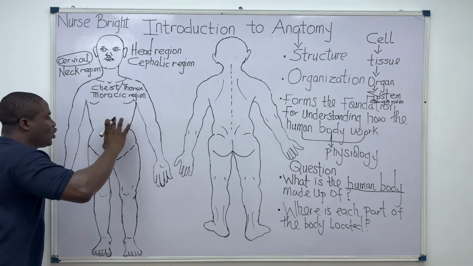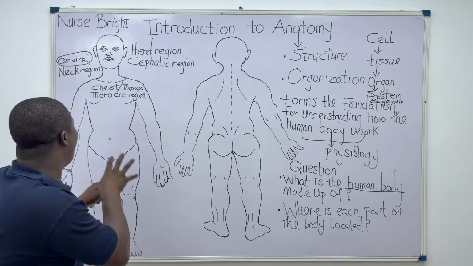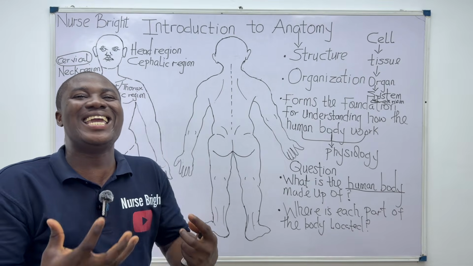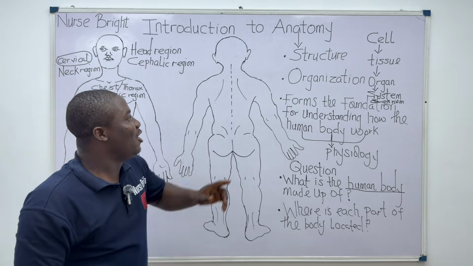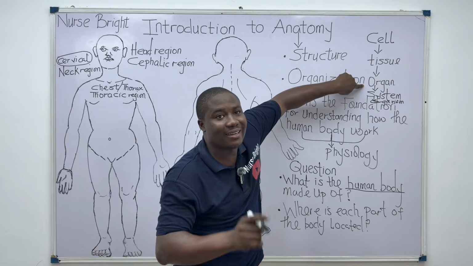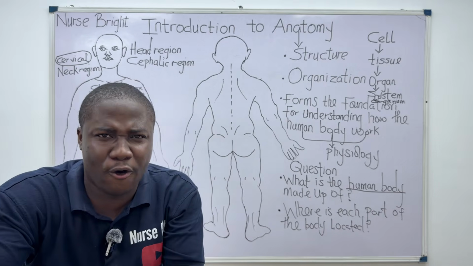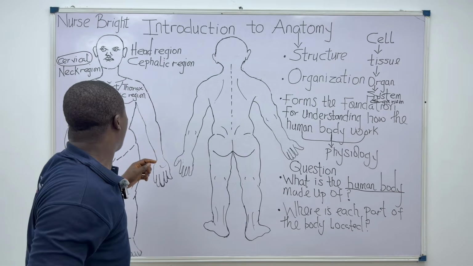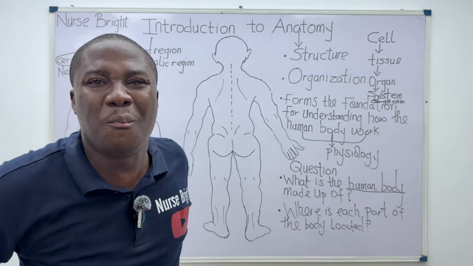What about this region of your body? Most persons say, this is my stomach. This is not your stomach. Your stomach is a structure inside this region, all right? Your stomach is an organ. Remember, we said that when all of these come together, they now form all of these regions. Do you understand? So it is not just because most people say this is my stomach. This is not your stomach, this is the abdomen.